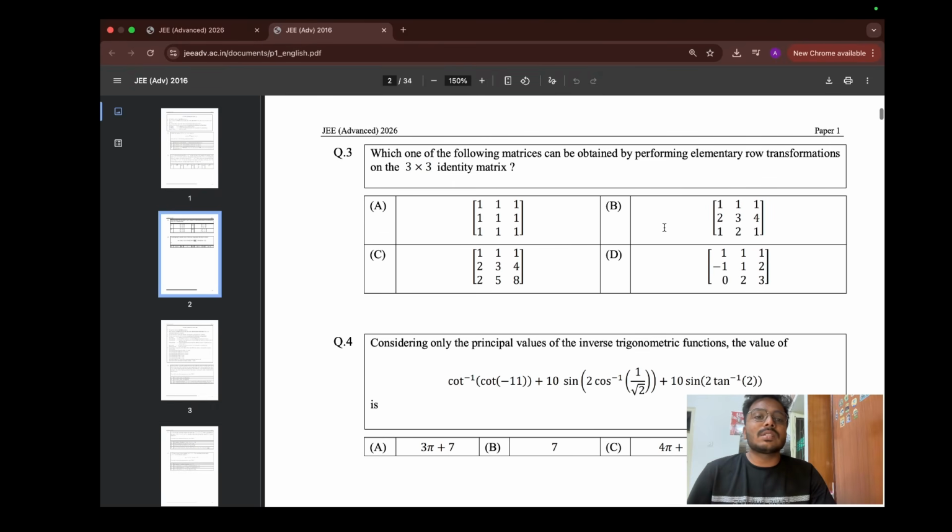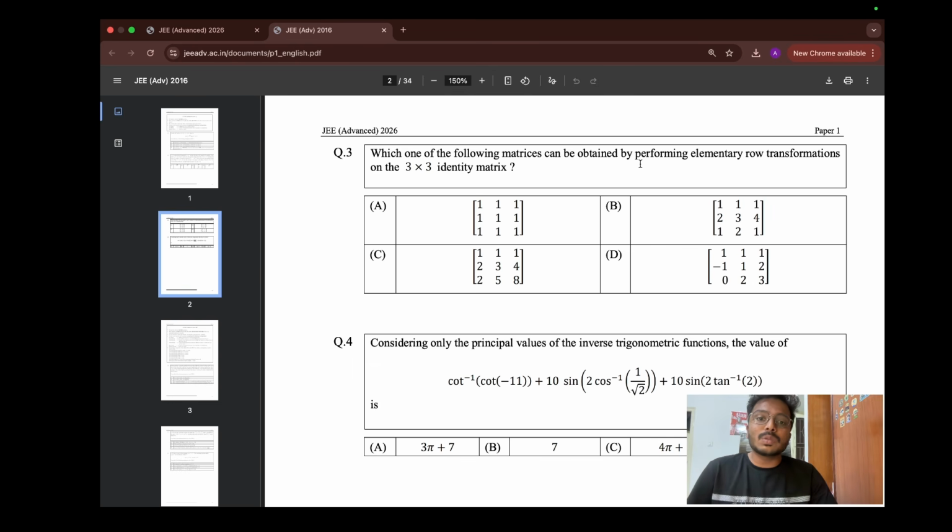Which one of the following matrices can be obtained by performing elementary row transformations on a 3×3 identity matrix? How do you find out which of these matrices you get from an identity matrix when you perform elementary row operations? It is a very easy thing. What is one property that comes to your mind when you look at the identity matrix? It is that the determinant is 1. Even when you perform elementary row or column operations, the value of the determinant does not change.